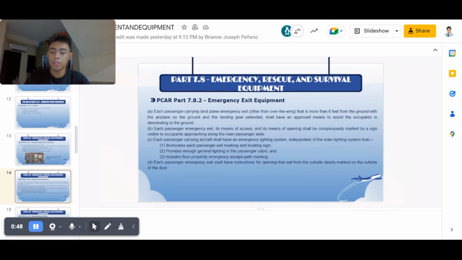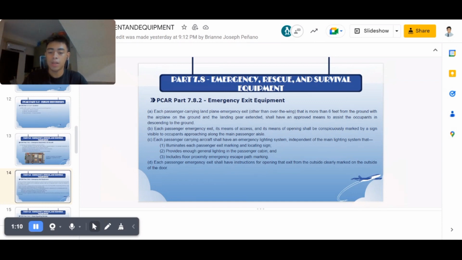Next is each passenger emergency exit is means of access and its means of opening should be visibly marked by a sign. So this is made naman para makita ng mga pasahero kung saan sila pupunta, di ba? Isa kasi pag nagpapanik na nakakalito, at least itong mga marks na to gives them an idea on where to go and how to exit the airplane as peacefully as possible.